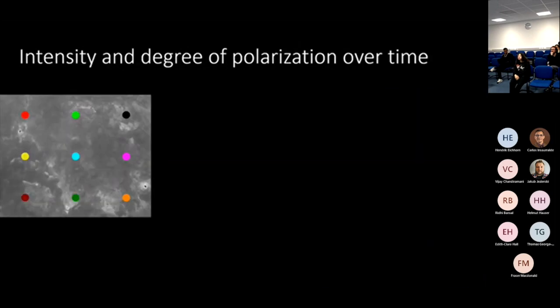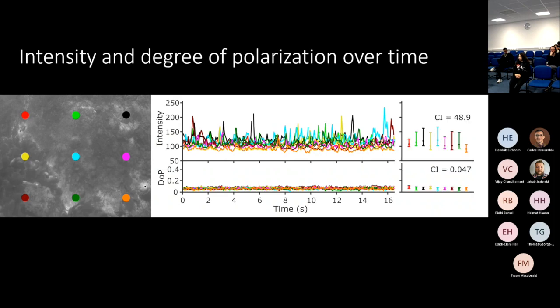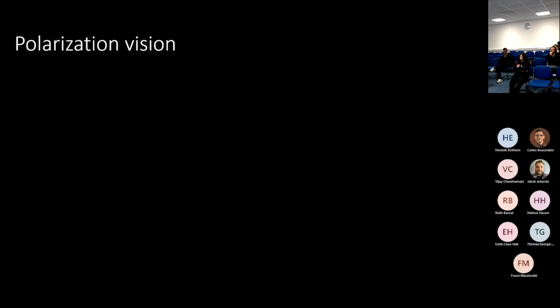Just to show that in more graphical demonstration. So here are 9 points on this video, and we've plotted over time the fluctuations in intensity. And then below that, the fluctuations in the degree of polarization. You can see there's very little variation in polarization, certainly not that corresponds with variation in intensity. So that suggests that these modulations that you get in the natural environment, they vary in intensity, but they don't vary in polarization, which is our first prerequisite satisfied.